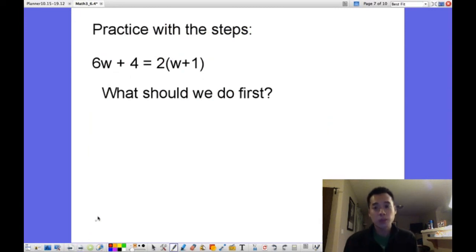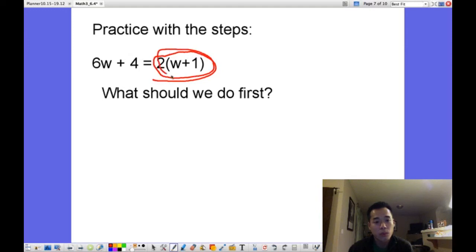Okay, last one of the day. Practice with these steps. I have 6w plus 4 is equal to 2 times the quantity of w plus 1. So what should we do first? Just like we did the last couple of days, the first thing I want to do is mess with the distributive property right here. So what I need to do is distribute the 2.